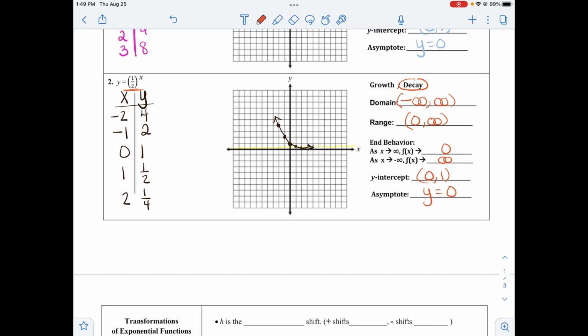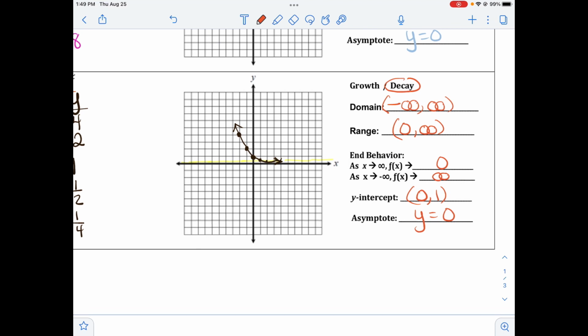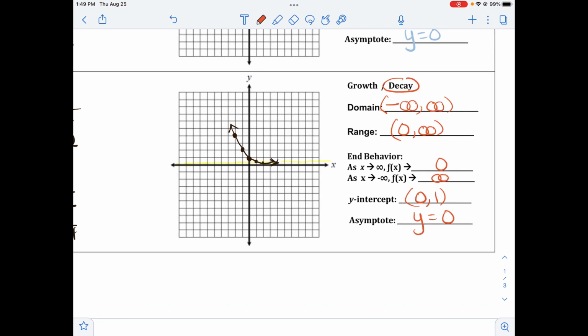We made a table and plotted our points. I made a little yellow highlighted line here for my asymptote, and I can see that it approaches 0, but it never fully crosses it. So my asymptote is y equals 0. Our y-intercept is (0, 1) as a coordinate. We already know it's decay. Our domain, again, goes from negative infinity to positive infinity. And then our range starts at 0, not included, and goes to positive infinity when we think about our y's continuing.